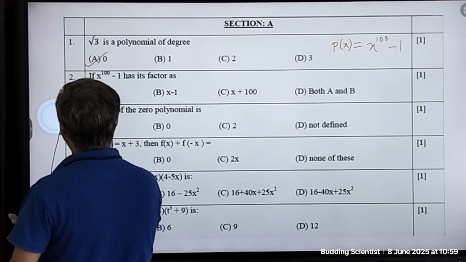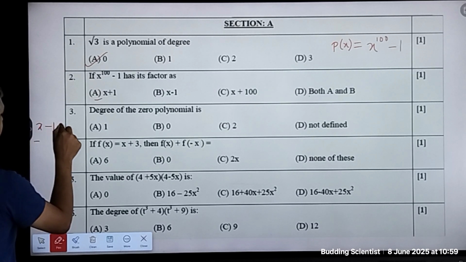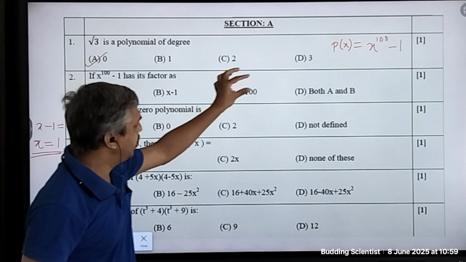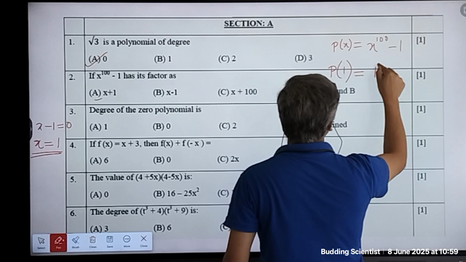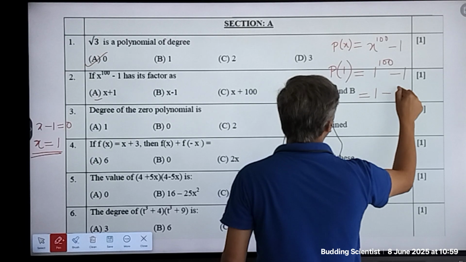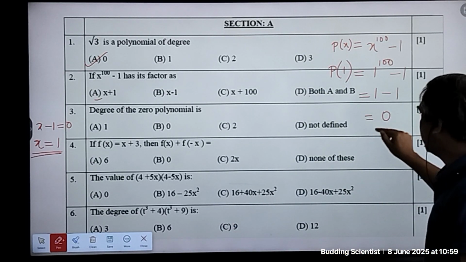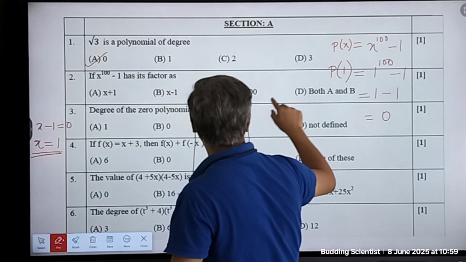Now we are putting x minus 1 is equal to 0. So we have x is equal to 1. Let's put this value. So P of 1 is equal to 1 raised to 100 minus 1. 1 raised to 100 is 1. 1 minus 1 is 0. So yes, this is also a factor. This is a factor, this is a factor. So the answer would be D.